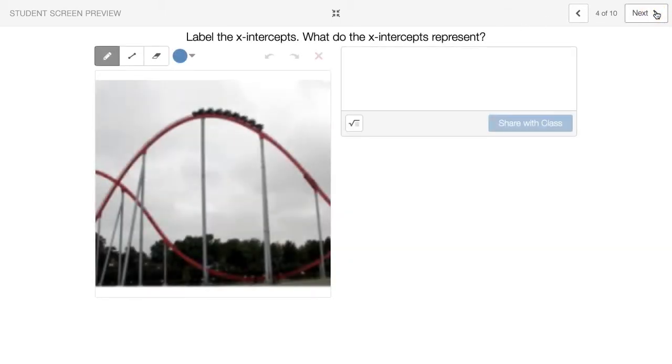Next, we have a picture of a roller coaster, and it says label the x-intercepts. So the x-intercepts would be about here. And they would represent, just looking at this first hill, this would be where you start to go up, right? And then here's your vertex, and then you would turn back around, and this is where you would return back at the bottom of that hill.